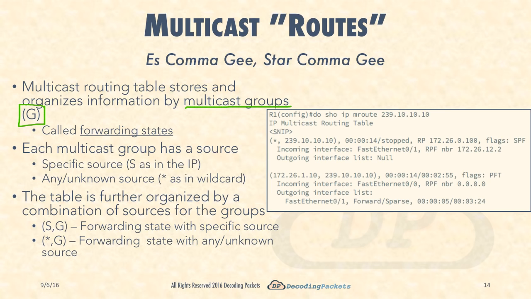Now, to be absolutely technically correct, those are not called routes. They're really called forwarding states. So whatever information you see inside a multicast routing table, those are actually forwarding states.